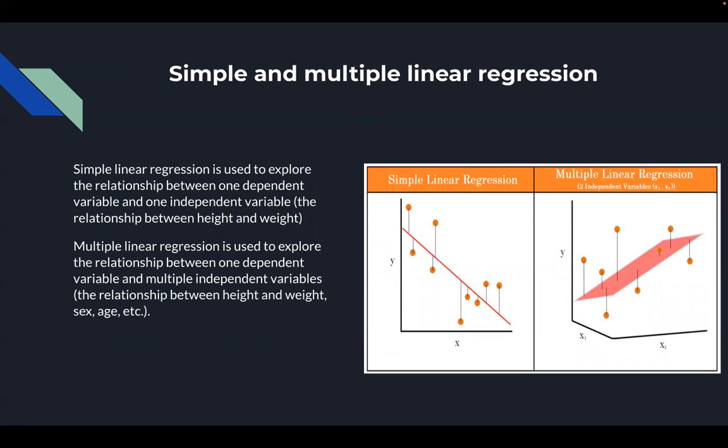So finally, we'll talk about the simple and multiple linear regression. Simple linear regression is used to explore the relationship between one dependent variable and one independent variable, such as the relationship between height and weight. While multiple linear regression is used to explore the relationship between one dependent variable and multiple independent variables, such as the relationship between height with weight, sex, age, etc.